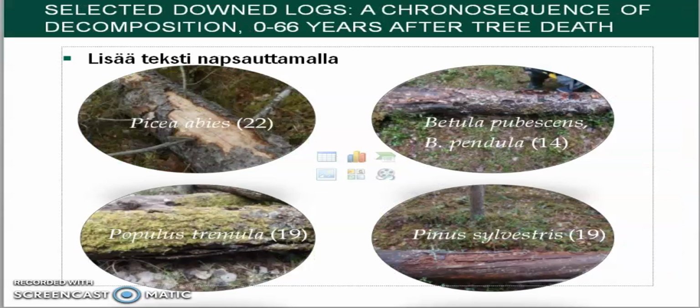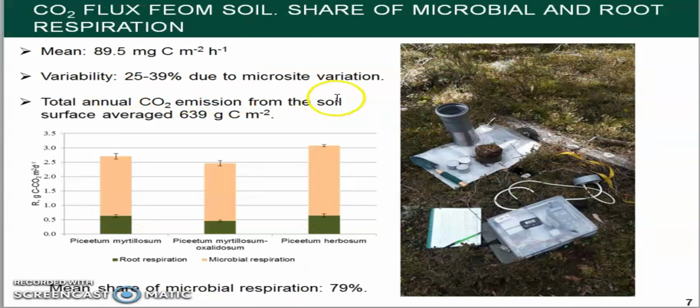The forest was mixed, so it gave us an opportunity to compare the effect of different tree species on CO2 fluxes from logs. So we studied spruce, birch, aspen, and pine, and used the chronosequence of decomposition, or different times since tree death, up to more than 60 years. So let's start describing the results from soil fluxes.